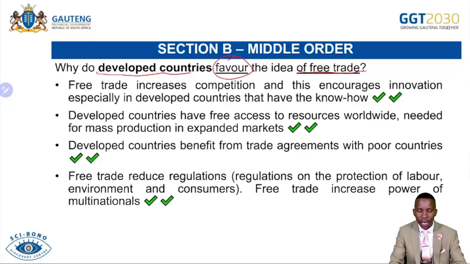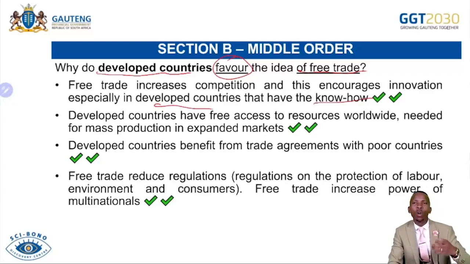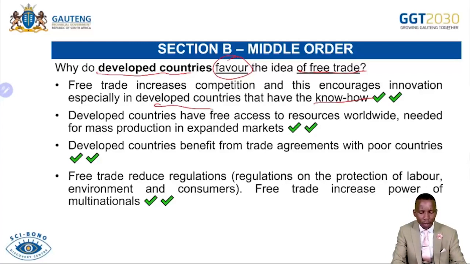Free trade increases competition, and this encourages innovation, especially in developed countries that have the know-how, meaning they have all those basic resources. So they always favor free trade because they have resources that are innovative and creative. Developed countries have free access to resources worldwide needed for mass production in expanded markets. Also, developed countries benefit from trade agreements with poor countries. So they always take advantage by creating trade protocols and agreements with developing or poor countries. Free trade reduces regulations on the production of labor, environment, and consumers.